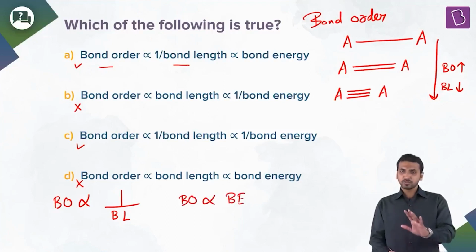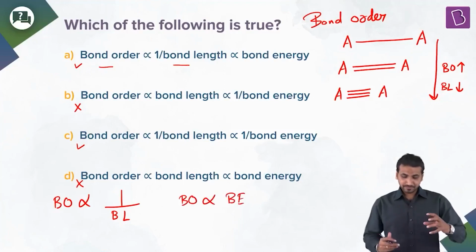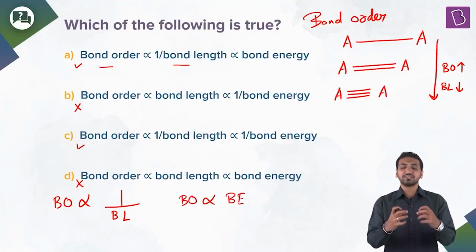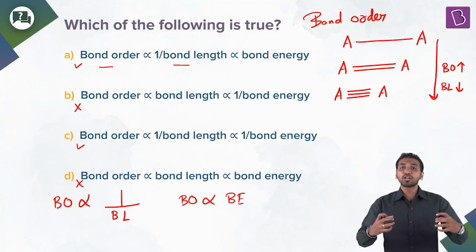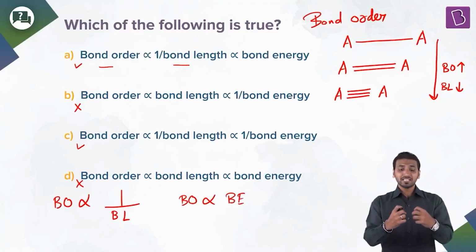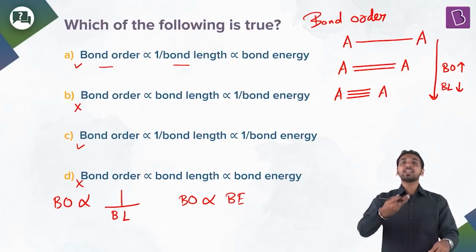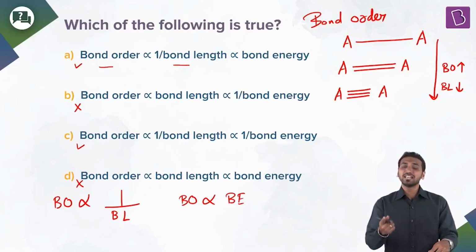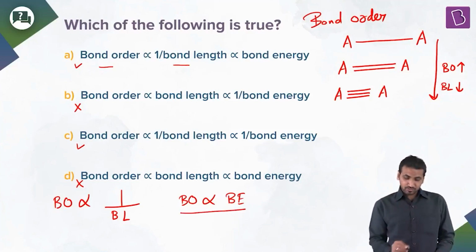Should I explain it once more? Okay. See, when the atoms are close to each other, when they have multiple bonds, when bond order is high, that means they're strongly attached, strongly bonded. You need more energy to break it. That means if bond order is high, then bond energy is going to be high. I hope now this makes sense to you. So bond order is directly proportional to bond energy.